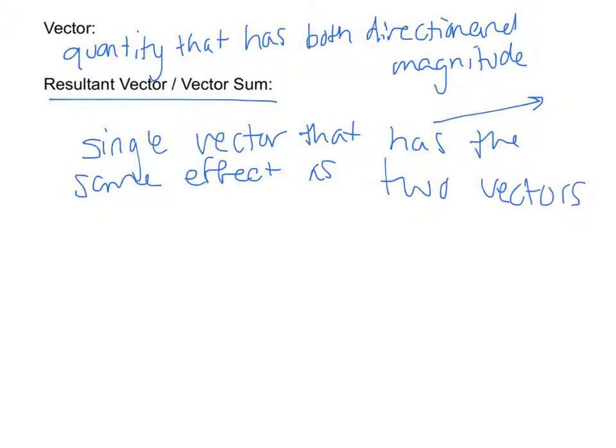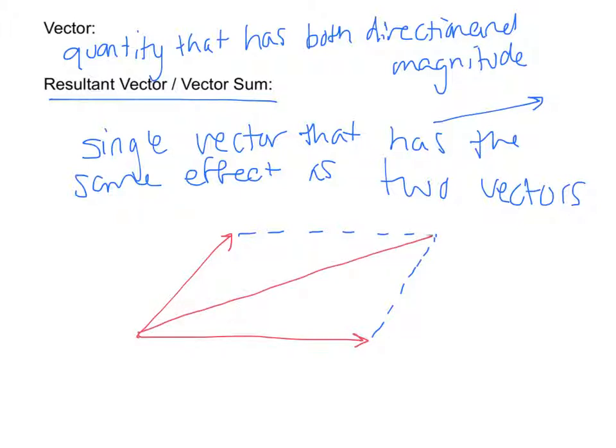And a way to draw a resultant vector is to line the two beginning vectors up tail to tail, and then complete a parallelogram with them, using them as the sides, and then the resultant vector is going to be the diagonal from the tails. So here we have the resulting vector from these two beginning vectors.